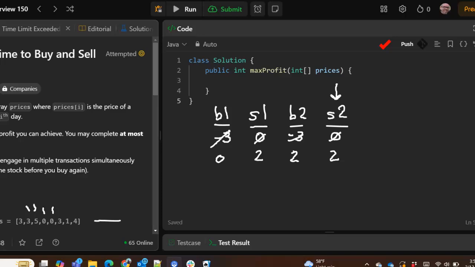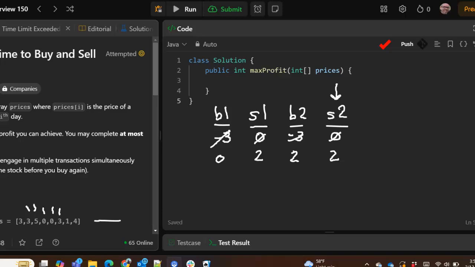S1 is going to be the max of whatever it is, or first buy profit plus price, meaning we bought at 0, sold at 0. That's not good. So that is going to stay the same. Buy profit 2 is max of whatever it is, or sell profit minus current price. Again, it's 2. Second sell profit is max of whatever it is, or second buy profit plus 0, it's 2. All right, let's go to the next number.